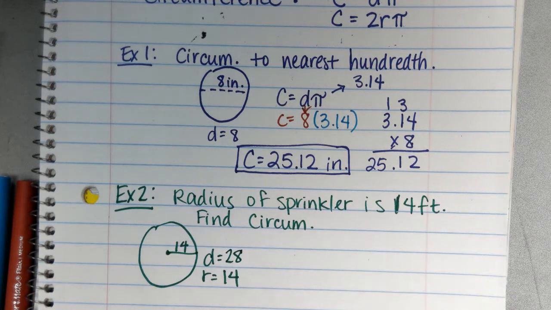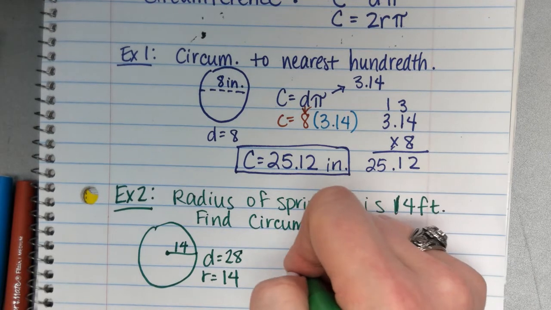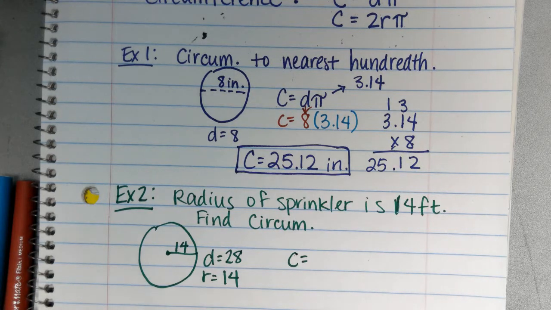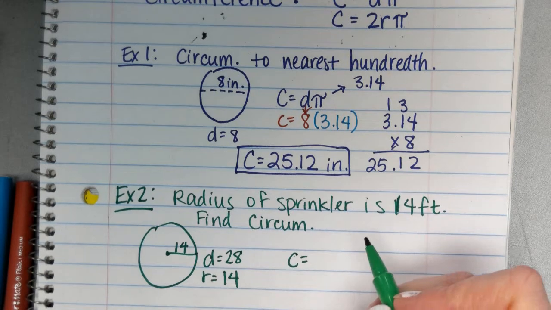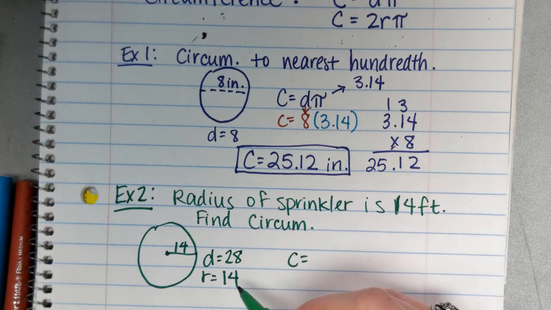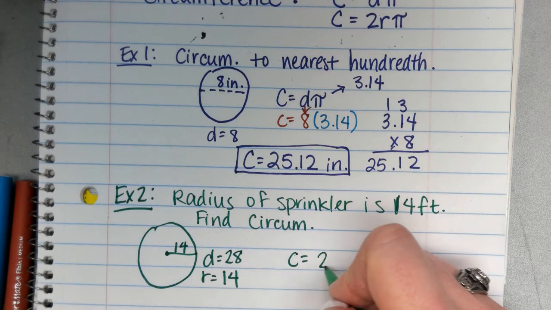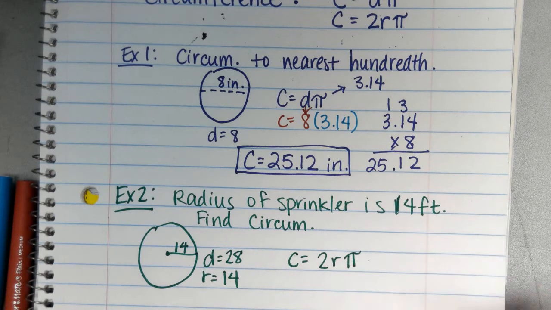28. Well, it's diameter, but it's 28. It's 2 times the radius. Good. Alright, so we could use either formula, but since we pretty much just did 2R, okay, let's do 2R pi since we didn't use that one last time.